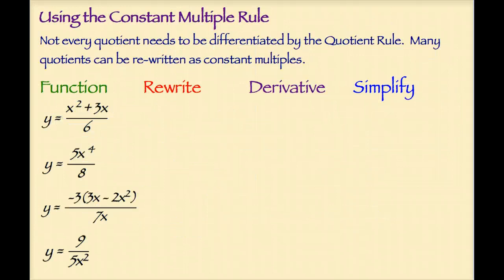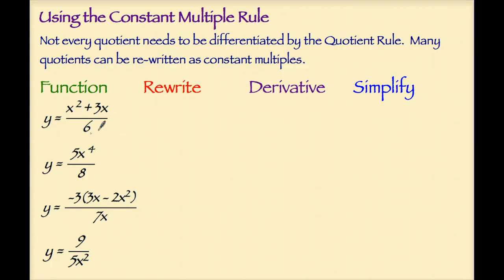Not every quotient needs to be differentiated by the quotient rule. Many quotients can be rewritten as constant multiples. These four functions may initially seem as though they are quotients requiring the quotient rule. But when you have a denominator that's a constant or a monomial term, it is often possible to rewrite the function so that you can use the power rule to differentiate. The power rule is always the simplest, quickest way to take a derivative. So we must become skilled at rewriting functions so that we are able to use the power rule whenever possible.